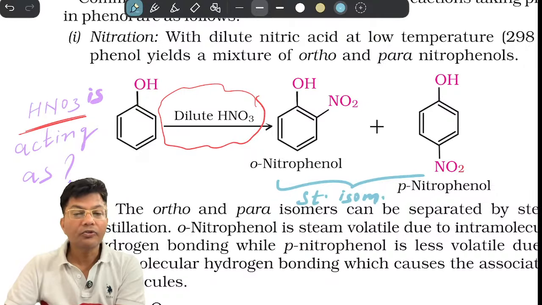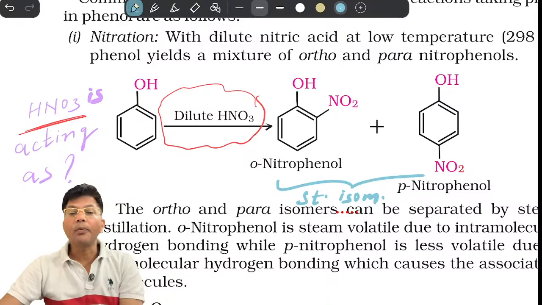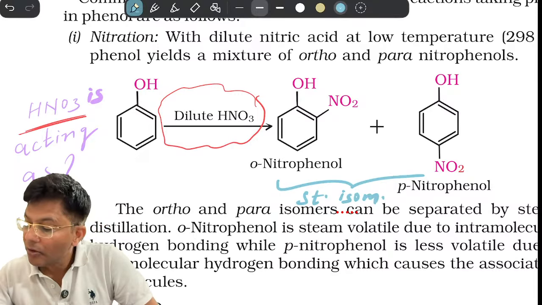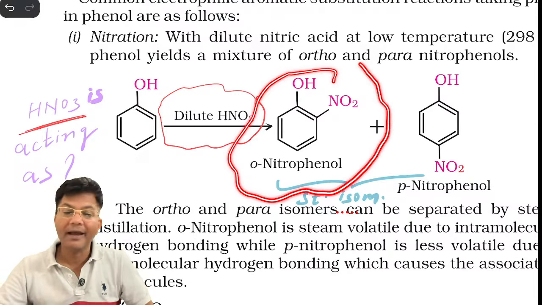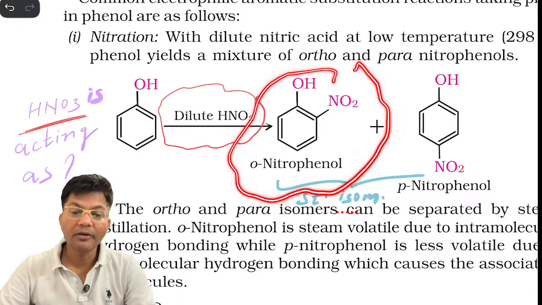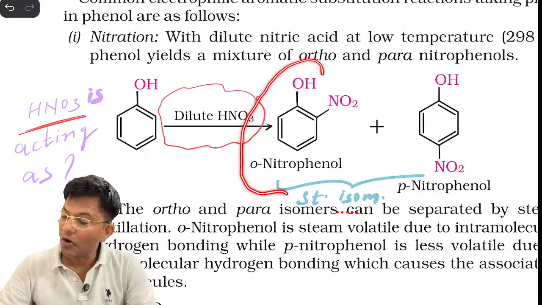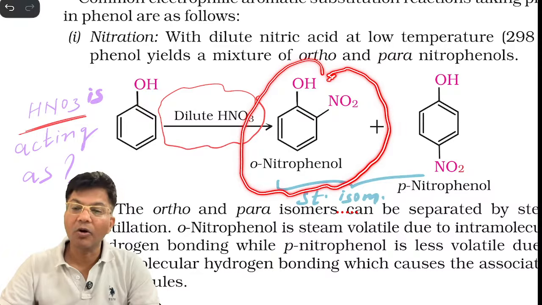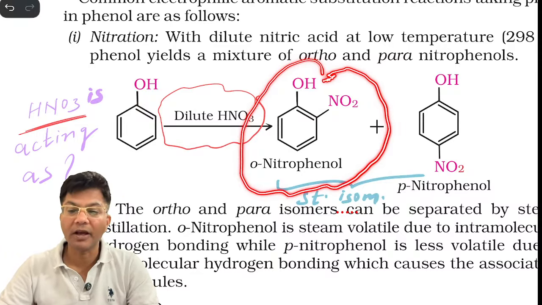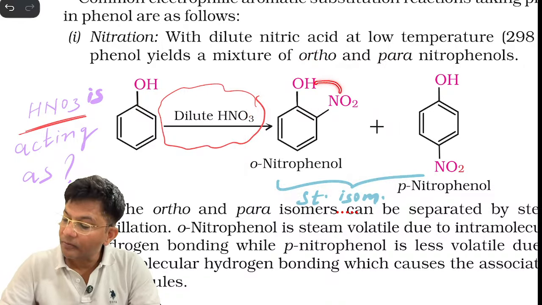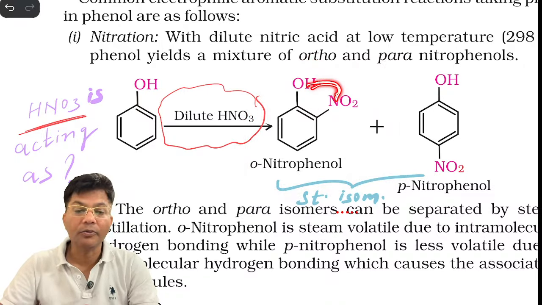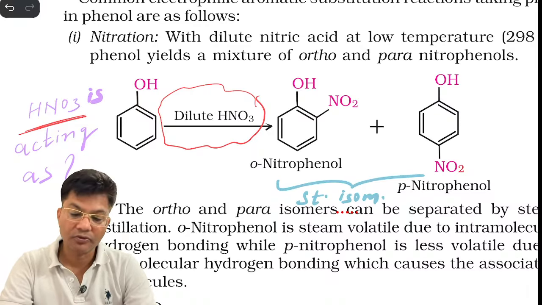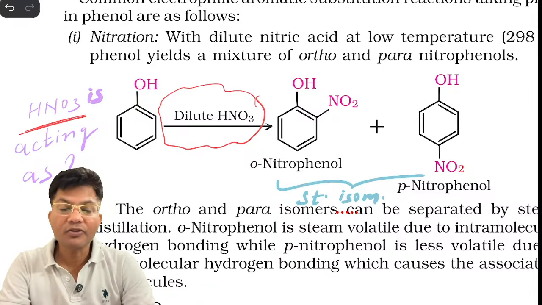Now, you see, in orthonitrophenol, both types of hydrogen bonding are possible. Orthonitrophenol can show intramolecular hydrogen bonding as well as intermolecular hydrogen bonding. But when there are two options, it will go for only one option. It will form chelation, intramolecular hydrogen bonding. Remember that whenever there are options, ring formation is always better.